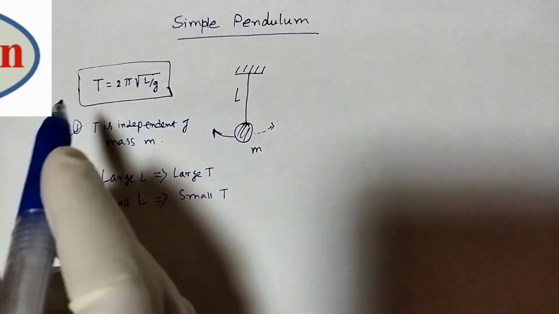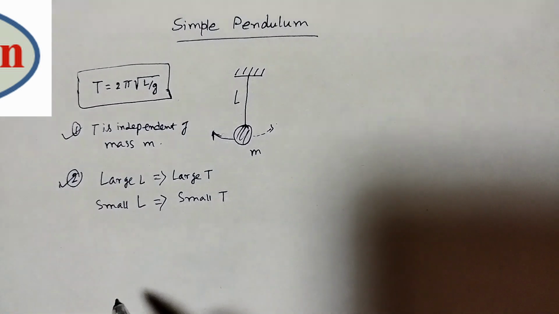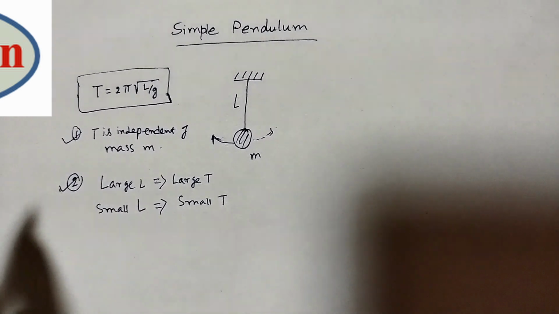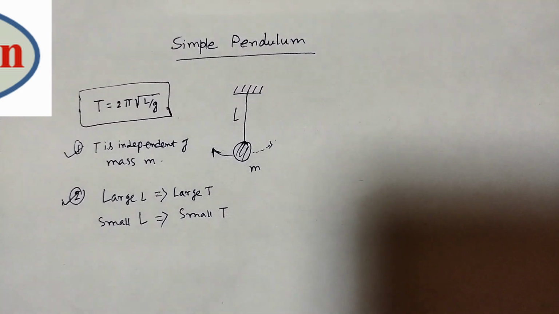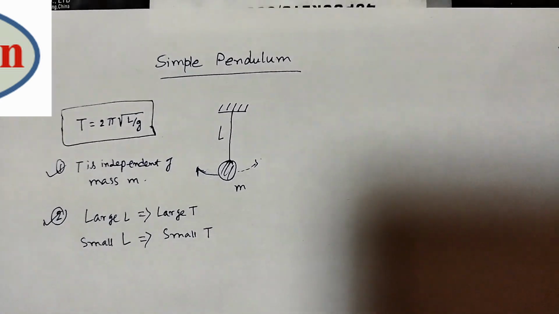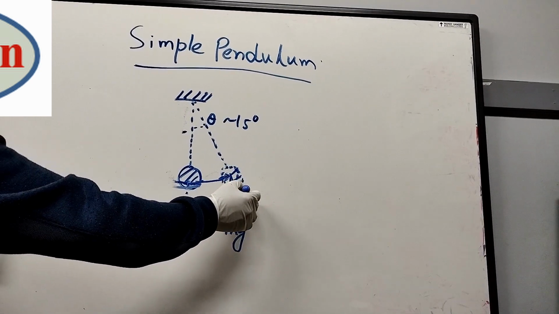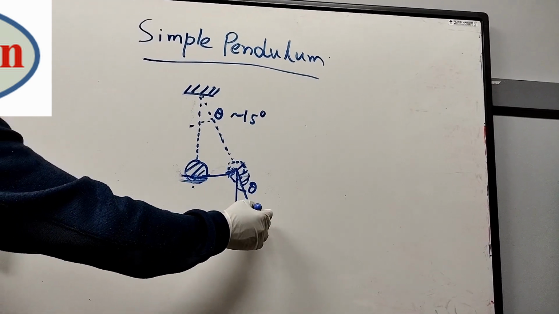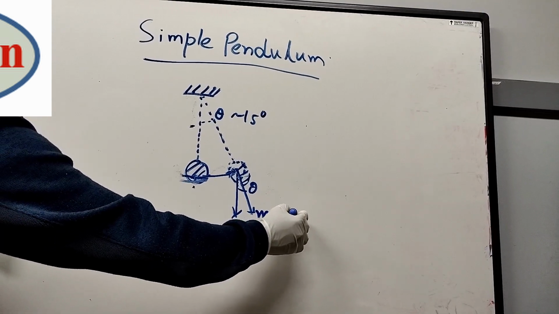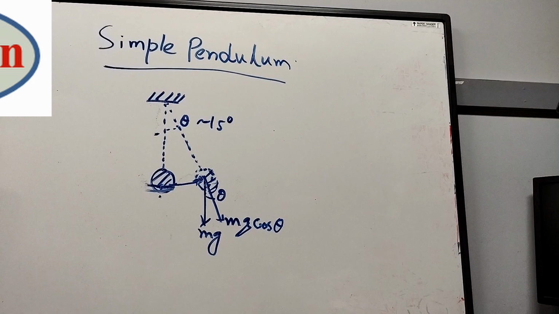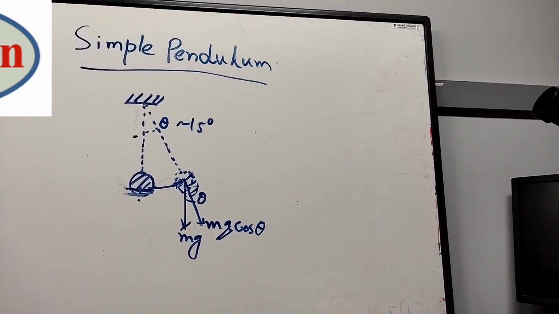Before going to the experiment, we will first discuss the theory. We will derive the expression of this time period from a mathematical calculation, and then we will come to the experiment. So let's do the mathematics first. Consider the mass has gone to an angular displacement theta, which is small enough, around 15 degrees, and which has certain importance, and it is easy to understand. I will not highlight much here.